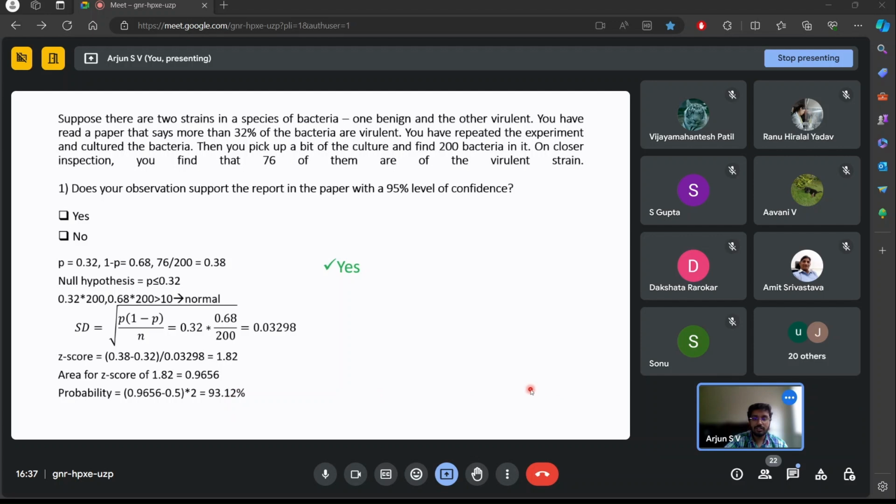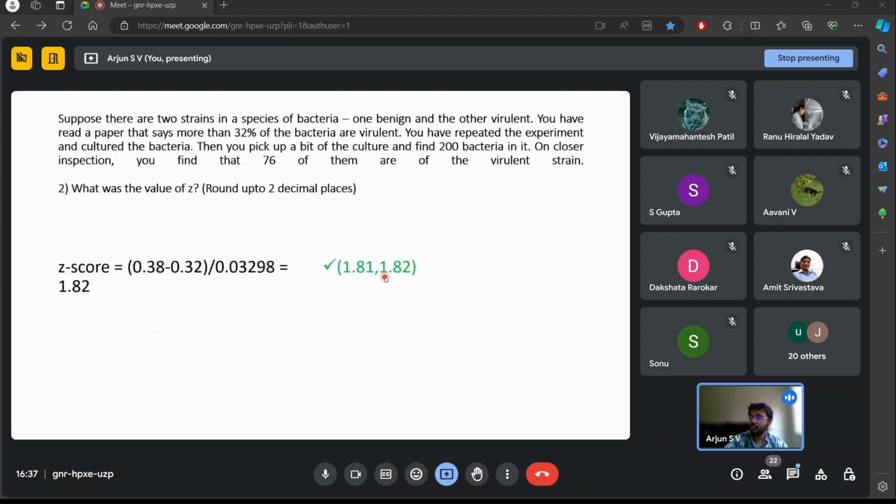Do you get this question, like question one? Yes, yes, I understood, sir. Thank you. The Z score you already calculated here, so you just plug that into the second question and you will get 1.82.